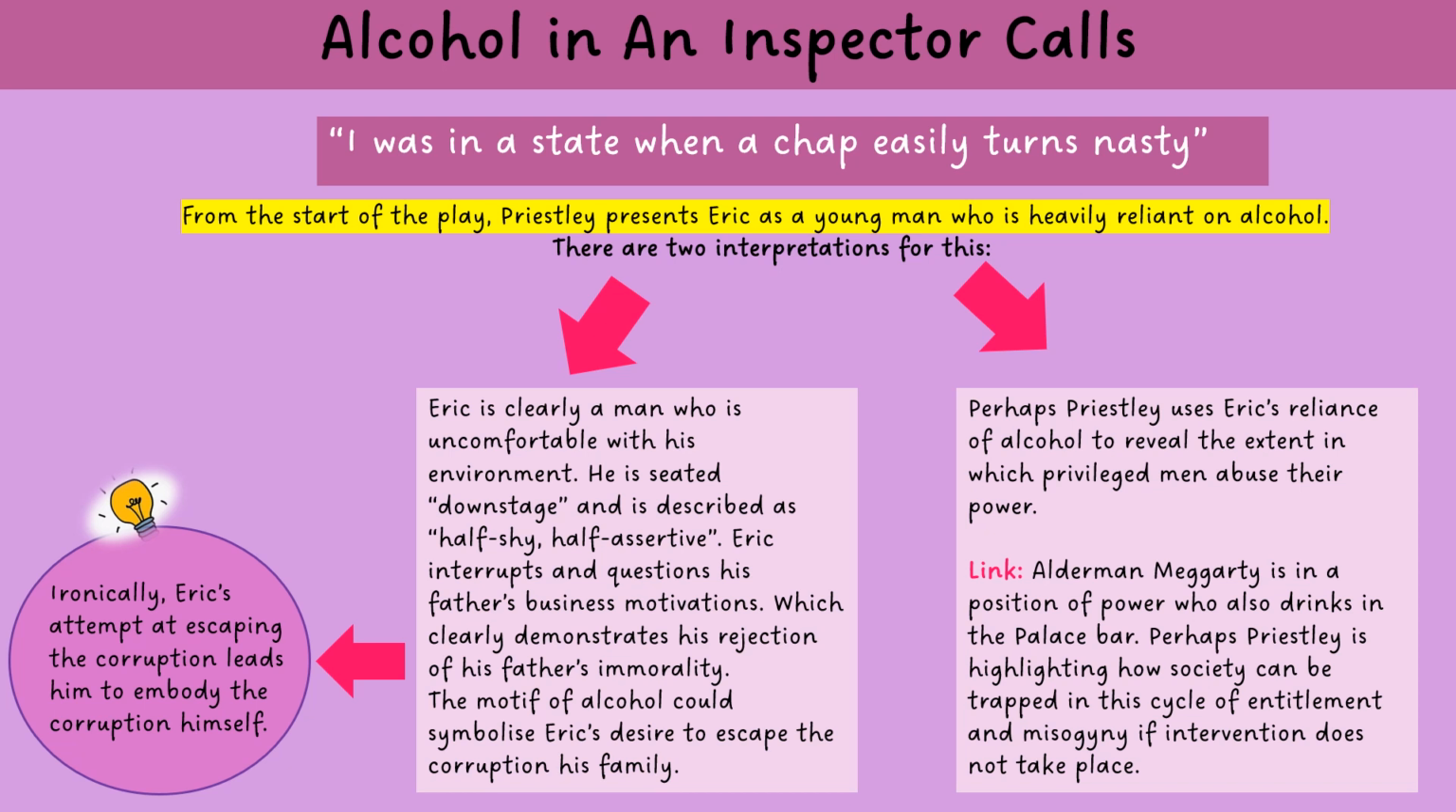Then the alternate interpretation would be, is Priestley using Eric's reliance on alcohol to reveal the extent to which privileged men abuse their power? And this idea, again, linking to Alderman Meggarty, this idea around wealthy men indulging excessively in their life. They don't have the same morals and the same sort of motivations that other people have. And you think about Alderman Meggarty in the Palace Bar, and Priestley is highlighting how society can be trapped in the cycle of entitlement and misogyny if intervention does not take place.